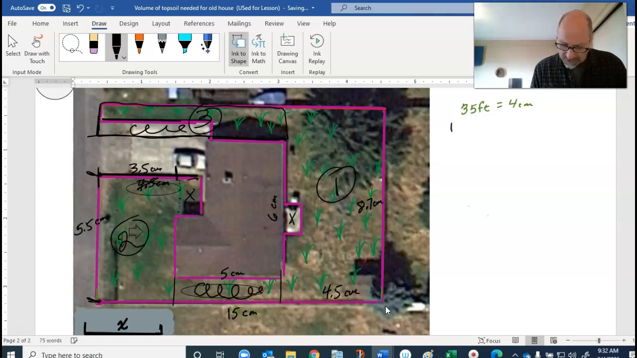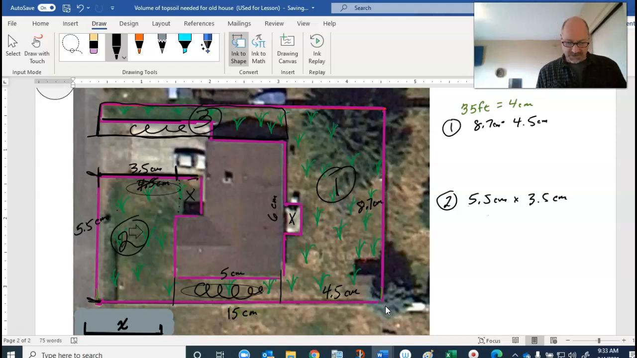So rectangle number 1 is 8.7 by 4.5. And those are centimeters though, right? I'm going to come back and change those. Rectangle number 2, I'm going to give a little more space here. That is 5.5 centimeters by 3.5 centimeters. And remember, I just removed this chunk and put it here because we're just estimating, so it doesn't have to be perfect and things don't have to be perfectly rectangular.